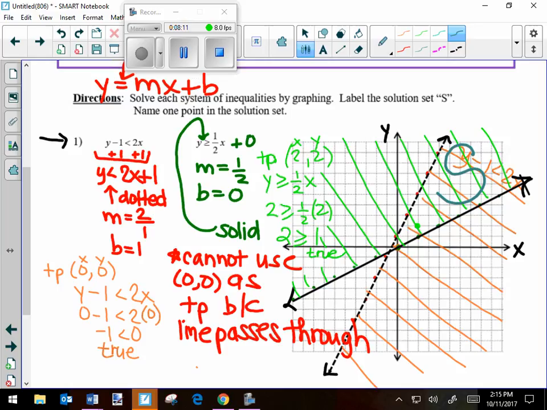And then it also says to name one point in the solution set. You can pick any point that sits in there. I'm going to pick the point 1, 2, 3, 1, 2. I'm going to pick 3, 3, this point right here. So the one point in my solution set that I'm going to name is 3, 3. There's an infinite number of points that you could pick. That just happens to be the one that I pick. You could pick something different.